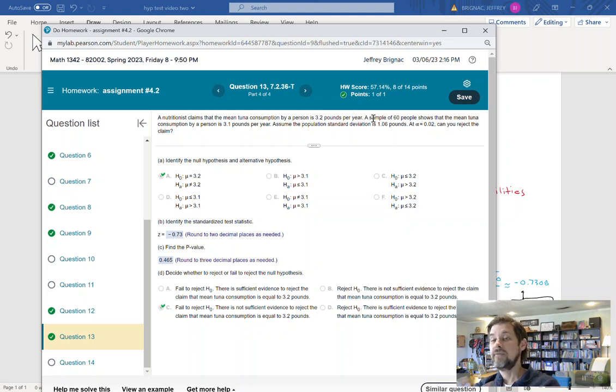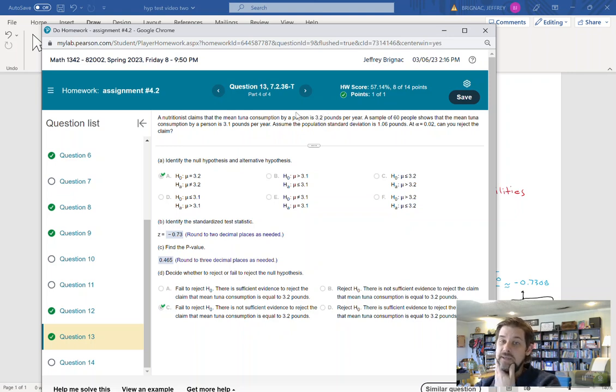And it says a sample of size 60 people taken from the population shows that the mean tuna consumption by a person is 3.1 pounds per year. And so the whole idea with hypothesis testing is, is that different enough from this number to start to question it? Basically, that's what hypothesis testing comes down to. The thinking there is, if this number was way, way different from this one, then we might start to question whether this one was the truth.